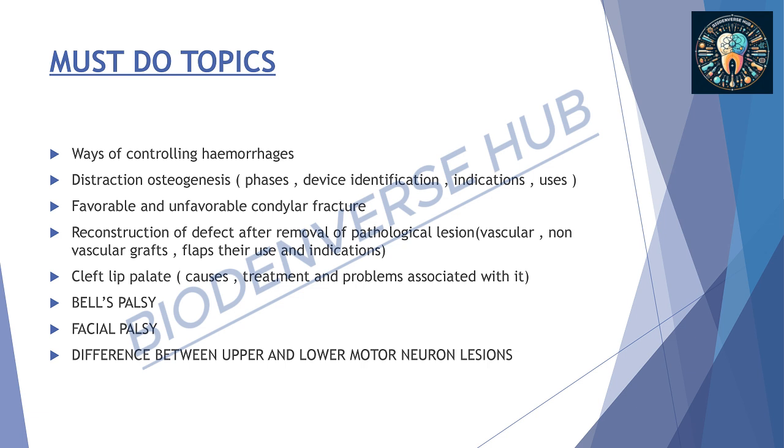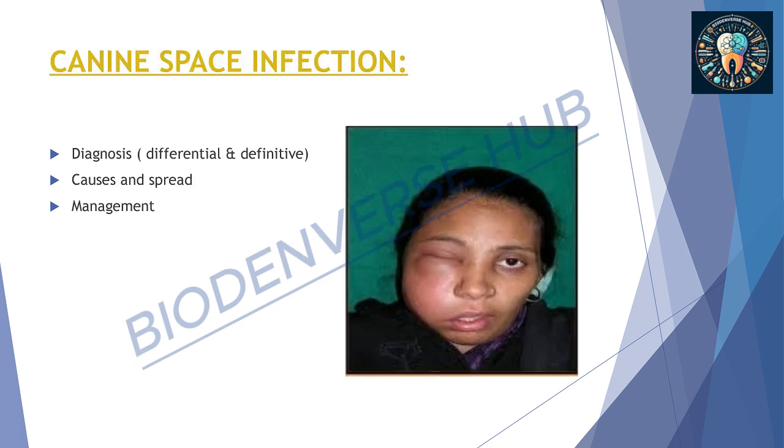After that, you can be asked about Bell's palsy, the facial palsy, and the difference between the upper and the lower motor neuron lesions can also be asked. So you need to do that in quite detail. Okay, so this was all about the must-do topics. Now we will move on towards some clinical case scenarios and pictures.